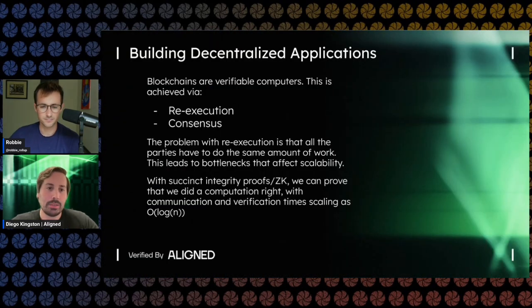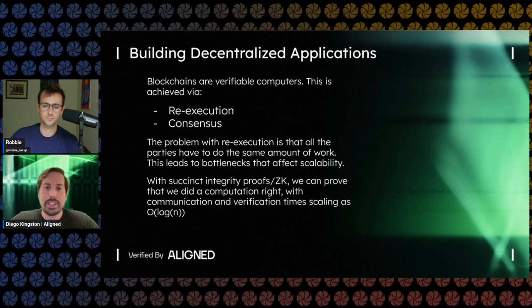So let's start with the problem we are trying to solve. This is the problem of building decentralized applications. And it will be clear why we need this technology in order to help, for example, blockchain scale or solve some of the problems we encounter when building this type of applications. So let's start with the beginning.